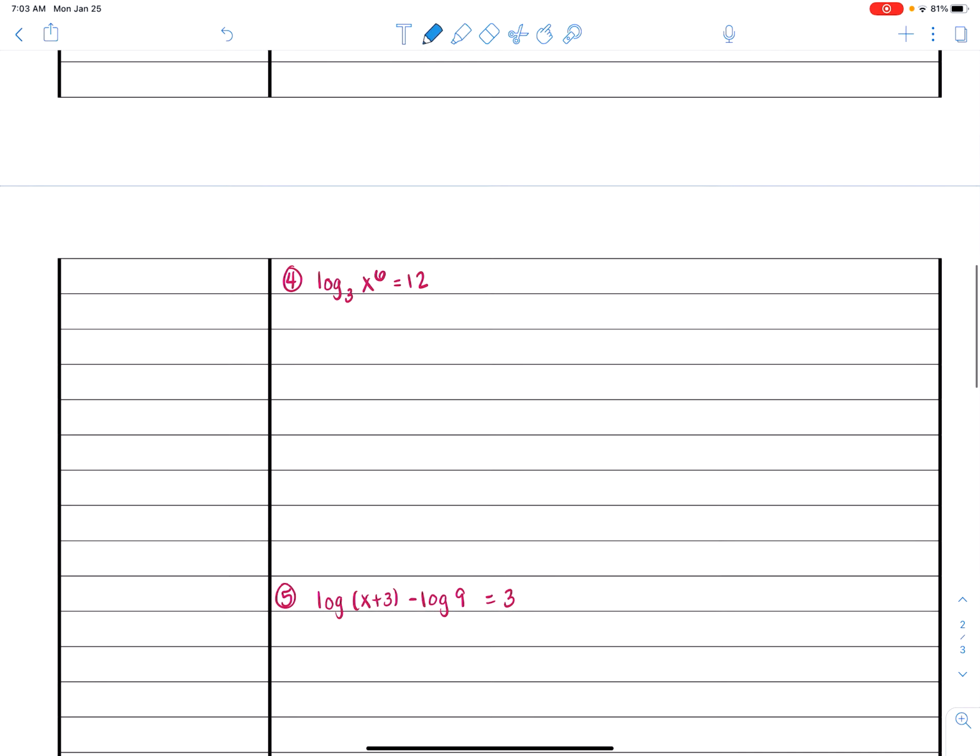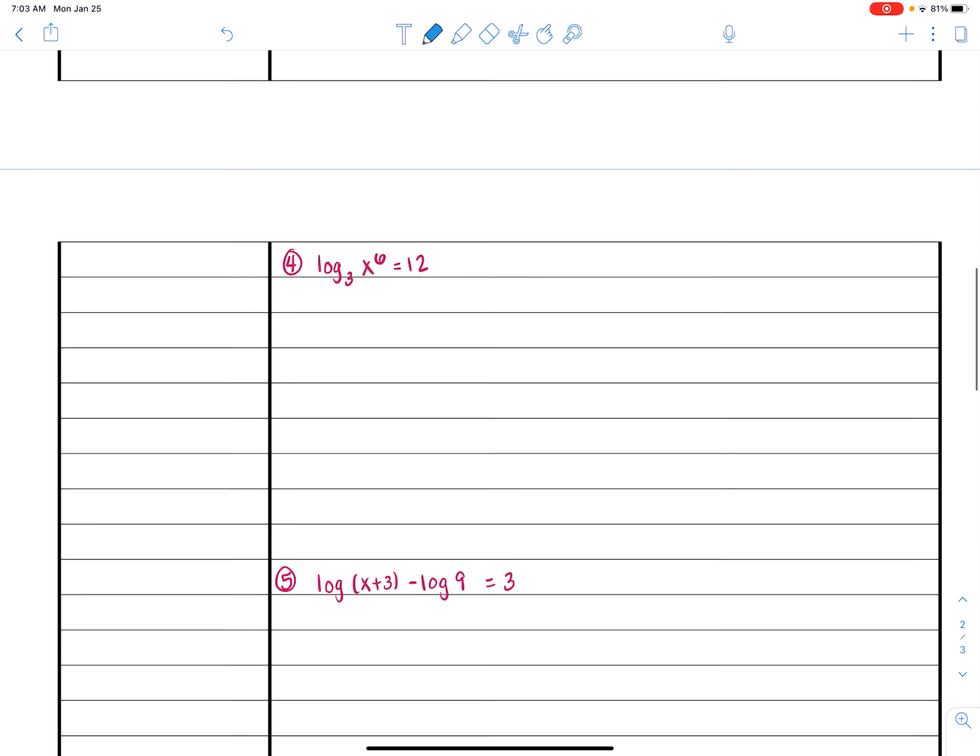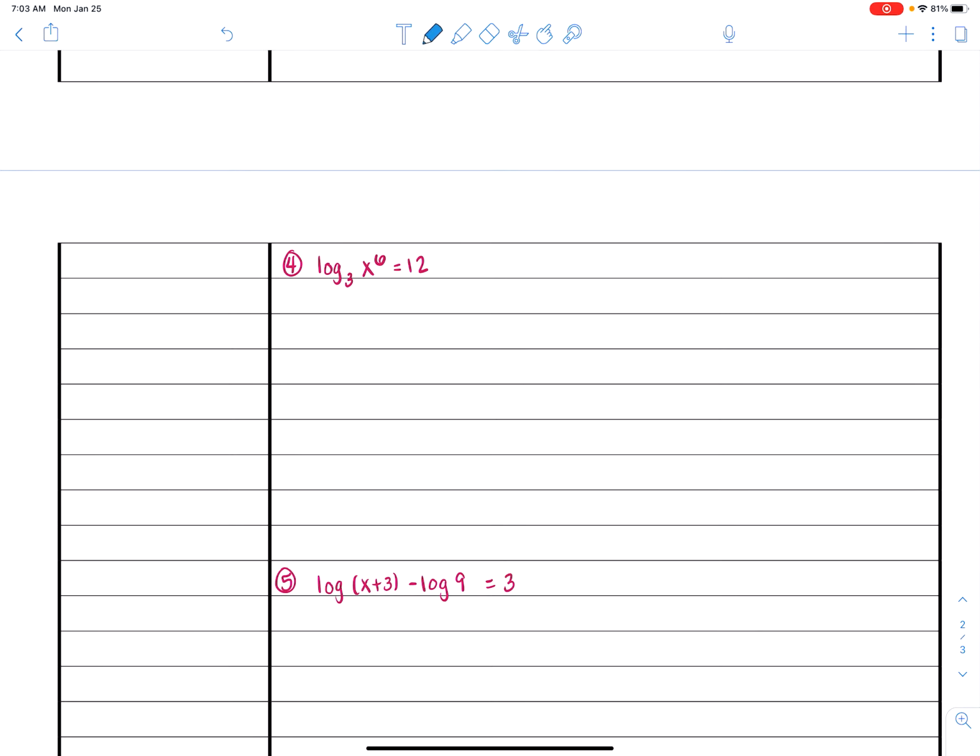In example 4, I have log base 3 of x to the 6th power equals 12. There's only a single log. There's only a log on one side. So I'm going to change this to exponential. So I have 3 to the 12 equals x to the 6th. Well, I can't get them to be the same base because I have a base that's unknown.